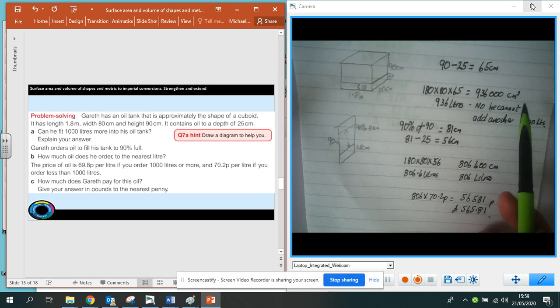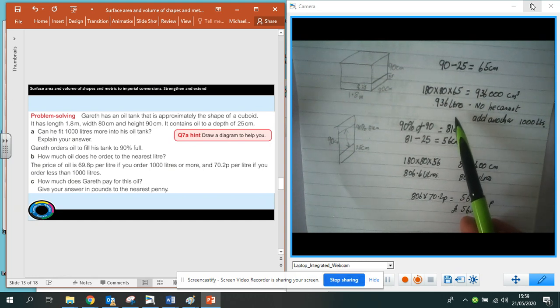936,000 cubic centimetres. Again, we divide by 1,000 because it's centimetres to litres, so that leaves me with 936 litres. So no, he can't add another 1,000 litres because he hasn't got enough space. So that's that one done.